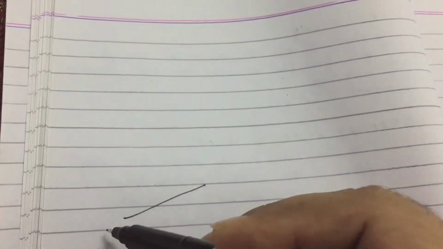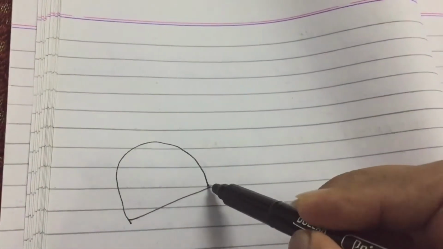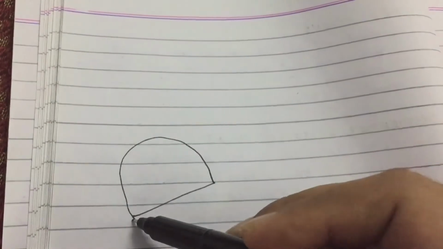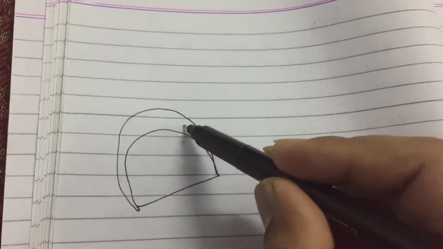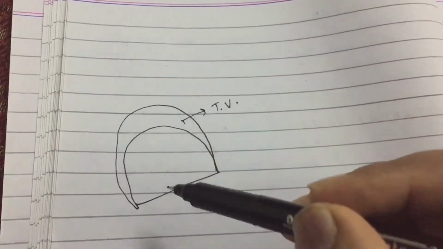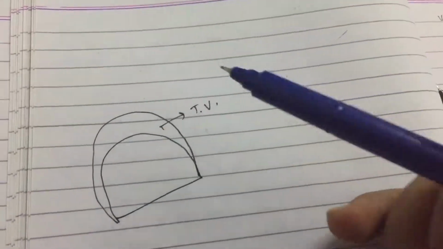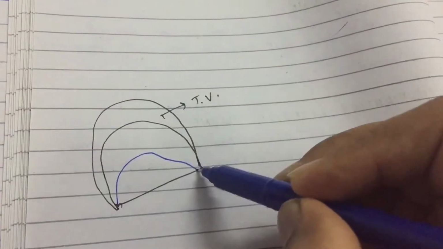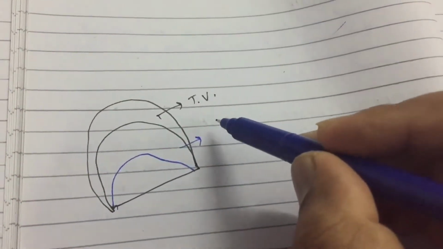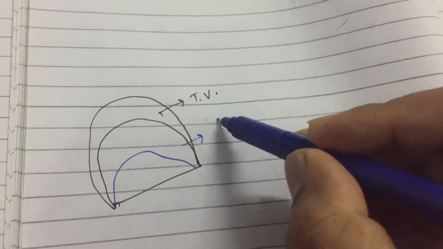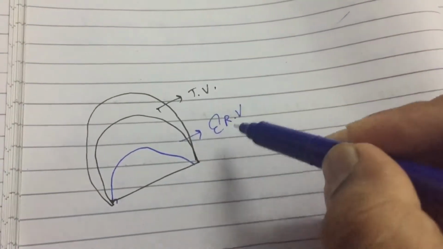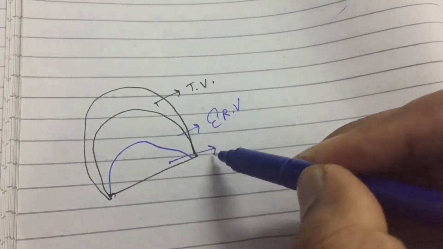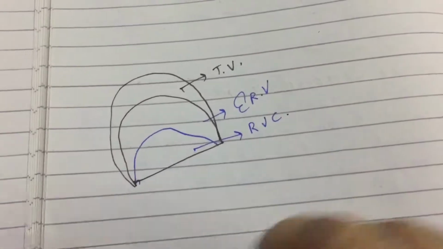Okay, and I'm going to show it graphically. It's the lung, it's the tidal volume. Now you do the extra effort to take more air out of your system on top of the tidal volume, and we call it ERV.